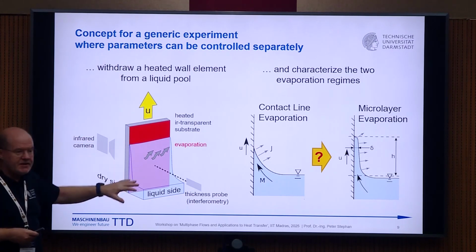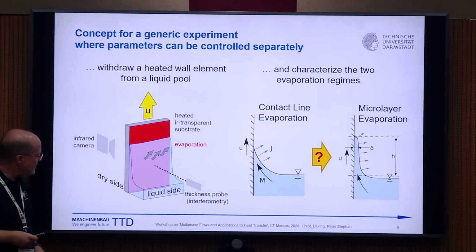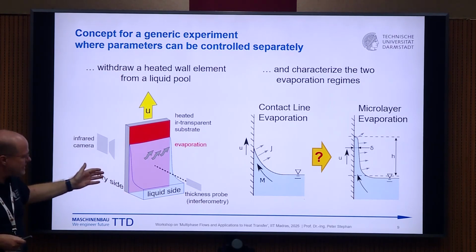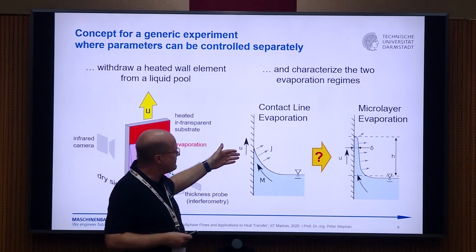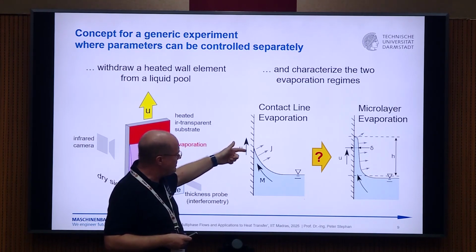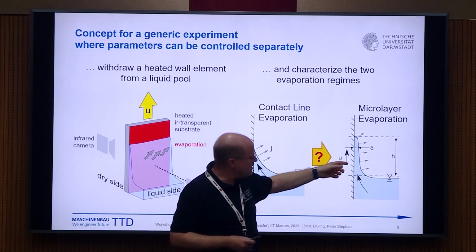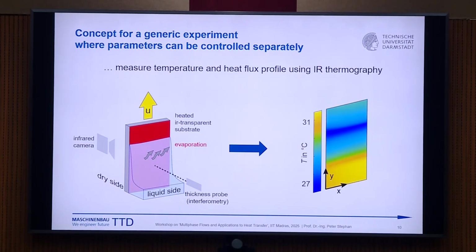And this is evaporation in a closed chamber where we have a pure fluid, only vapor phase and liquid phase, and then a dry side on the back side of the heated plate. And then we would see the difference, either in the contact line evaporation regime, when we move the plate and we expect contact line evaporation, or we expect a microlayer with a de-wetting moving plate. And with the infrared camera, we are then able to see the temperature profile at the wall. I will show you in a minute how this heated wall is designed.